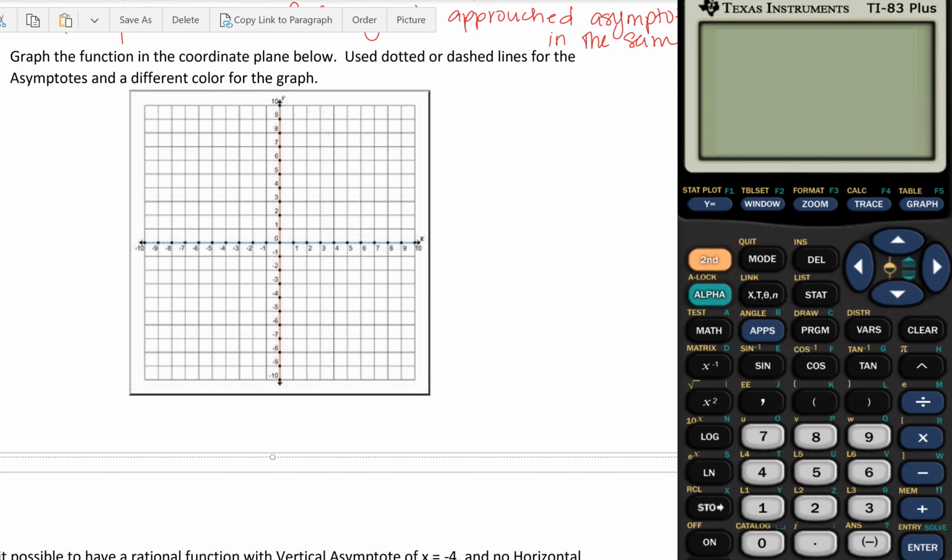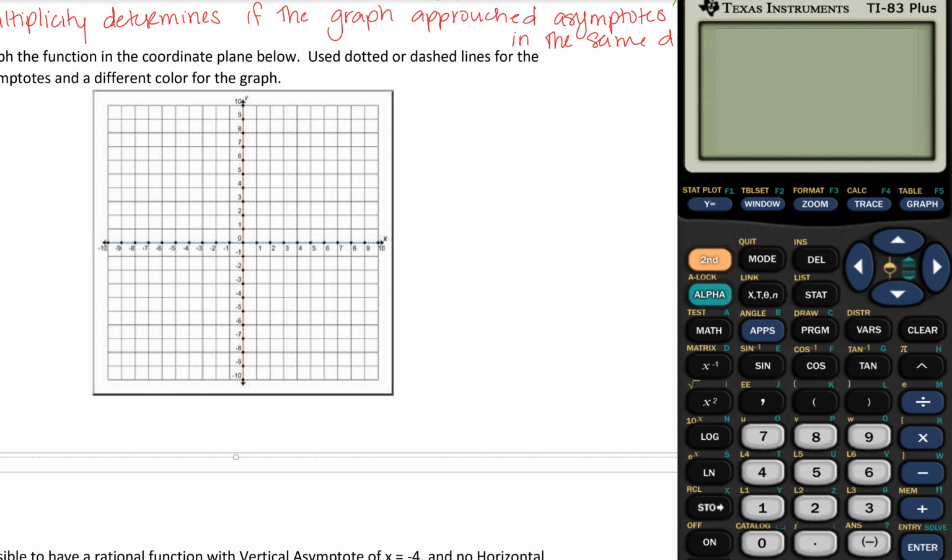All right, so it says graph the function. Okay, so we're going to take every single piece that we figured out. We know that we had a vertical asymptote at 5, right, because of the denominator. The horizontal asymptote, well, we said it was 1. Why? Because x over x equals 1. We know that we had an x-intercept at (1, 0), and we had a y-intercept at (0, 1/5).